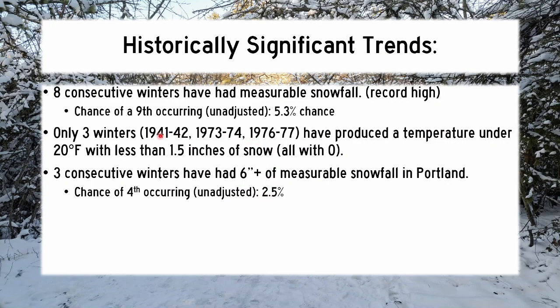2.5%. And this is an unadjusted chance. If I change it to adjusted, the chance does go up when I go back to 1940. But if I'm using just the years since 1970, so the amount where the snowfall average evened out, it does come out to right around this 2.5%.